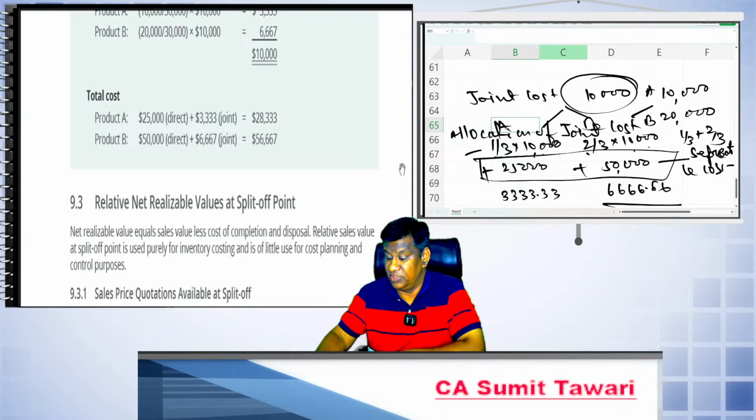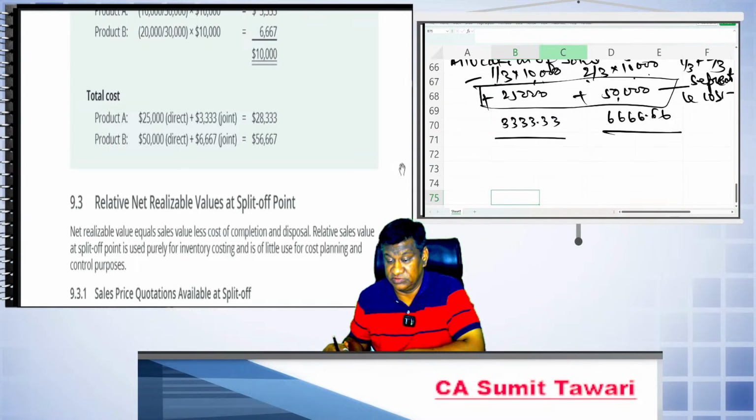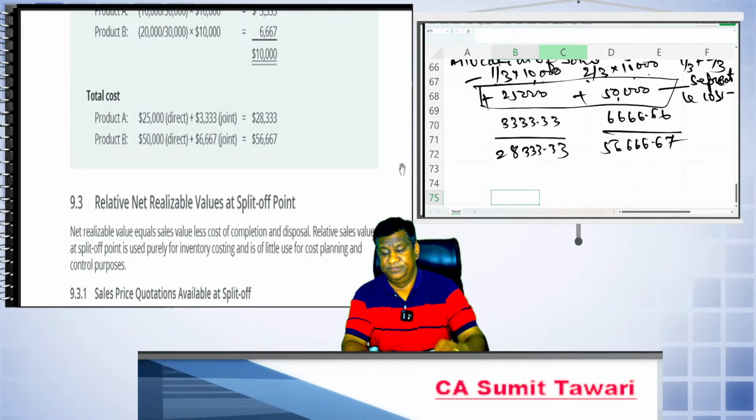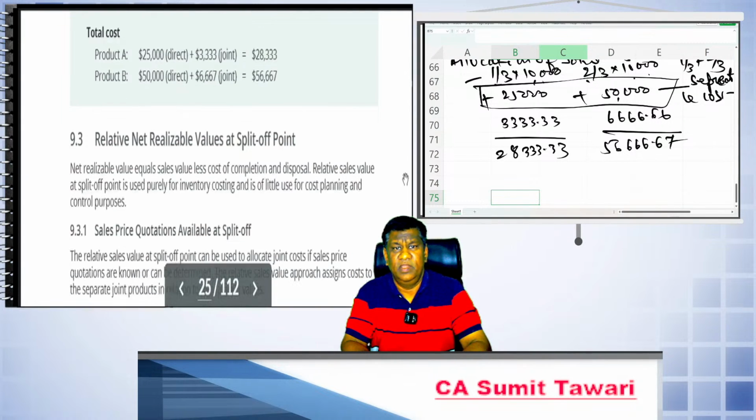Then whatever the total is. So this is 25,000 plus 3,333, which is 28,333.33, and here 56,666.67. So you can see 28,333 and 56,667.